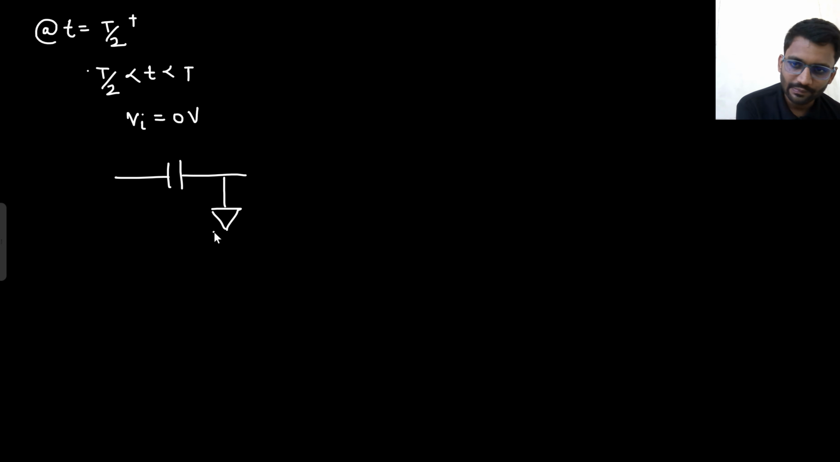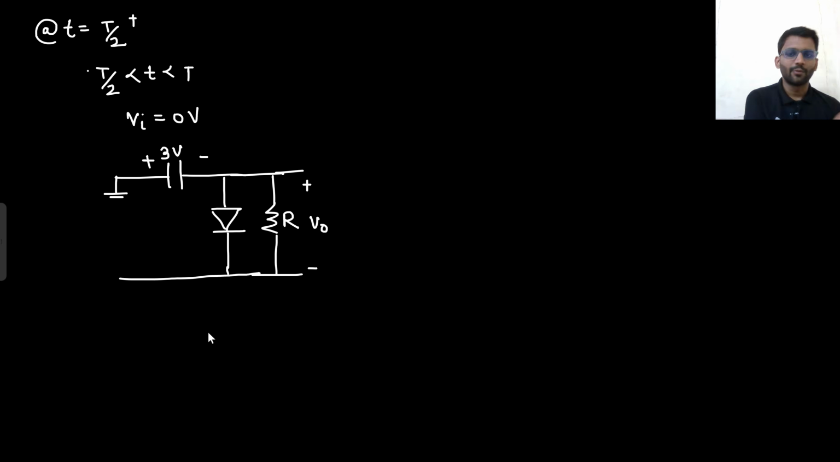This is the diode. The input is gone, that means this is shorted. The input is gone, and this is 3 volt. And then there is this resistance R. This is V0. This is VC. So tell me what is happening now. What is the potential across the diode? 0 minus 3. This will be minus 3 volt. The potential across the diode is minus 3 volt. That means the diode turns off.